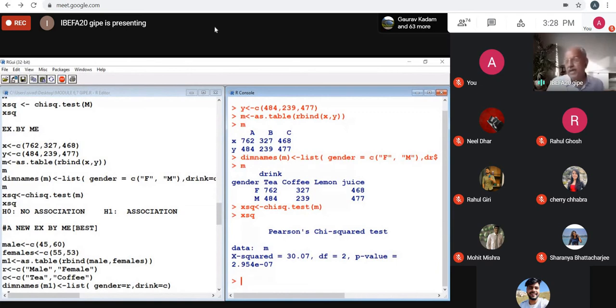In the chi-square test, H naught will always be that there is no biasness in the groups. Probabilities, preferences are the same. And H1 says no. Is it clear? Let us do one more.